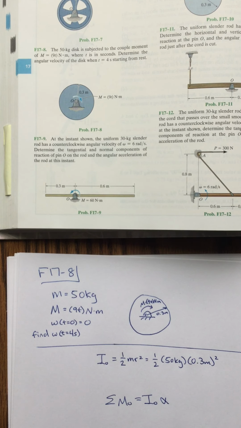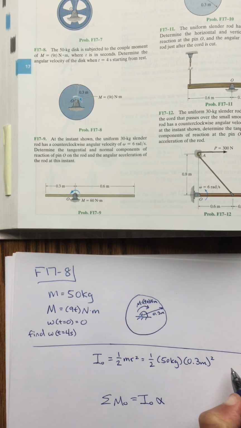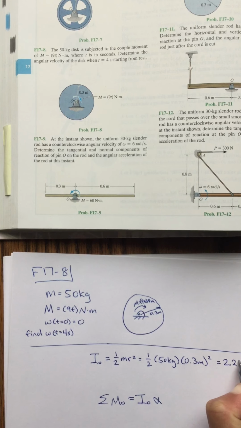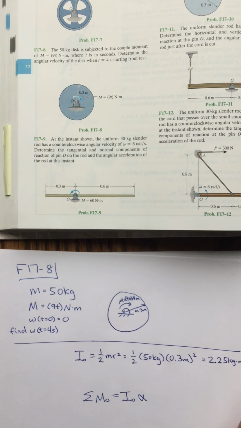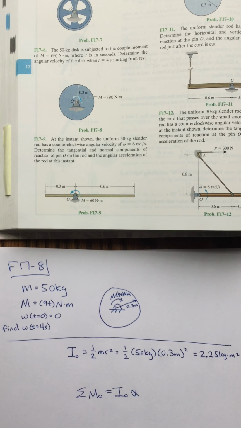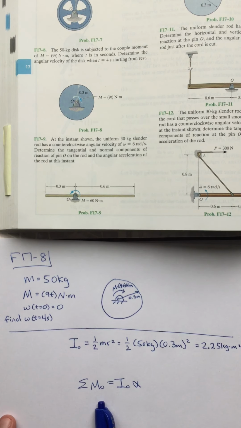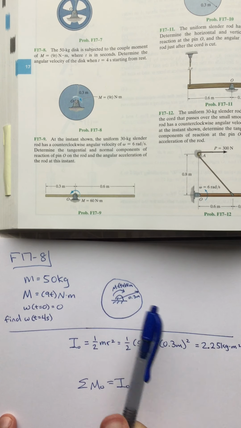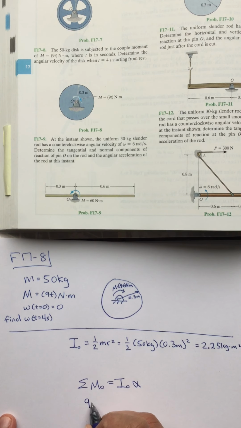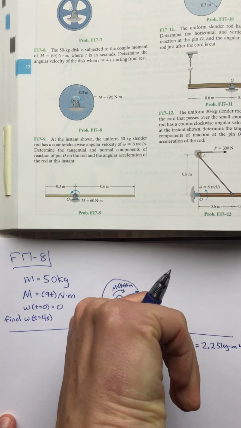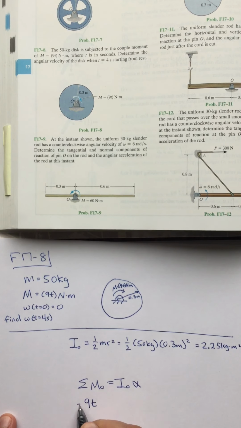So we have for our moment of inertia 2.25 kilograms times meters squared. And now I can go ahead and sum up the moments. I have a couple moment here, which is 9t. So the sum of the moments is 9t. This causes rotation in the negative direction, so that should be negative. And I have my moment of inertia, which is 2.25 times the angular acceleration.